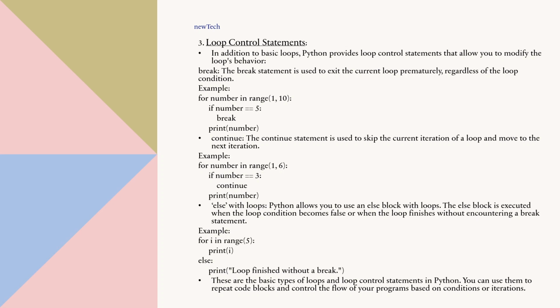Continue: the continue statement is used to skip the current iteration of a loop and move to the next iteration. Example: for number in range(1, 6): if number == 3: continue; print(number).